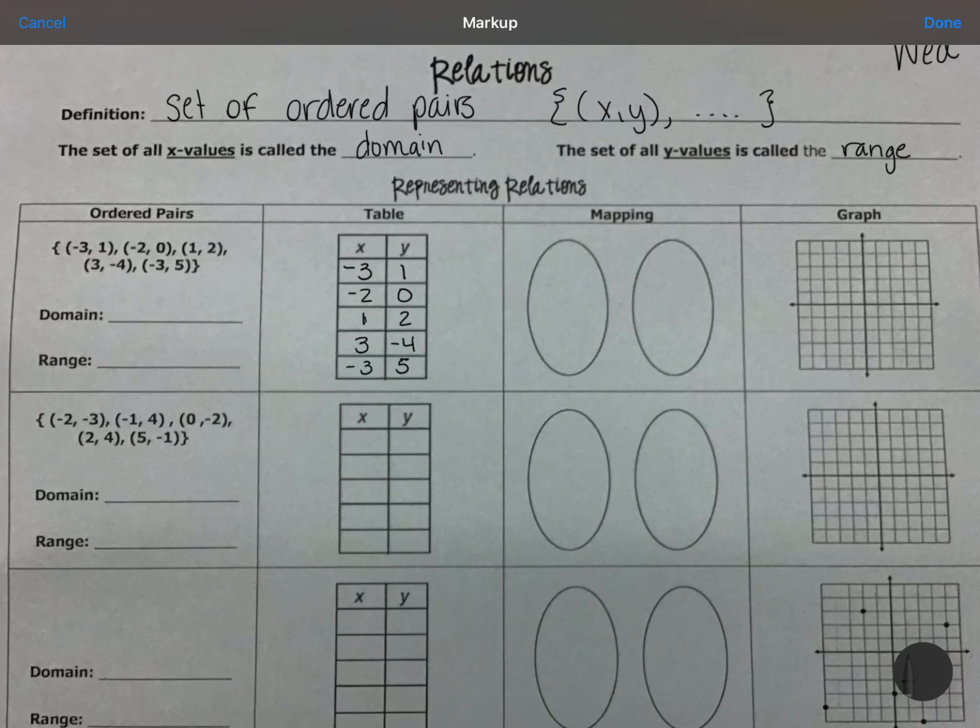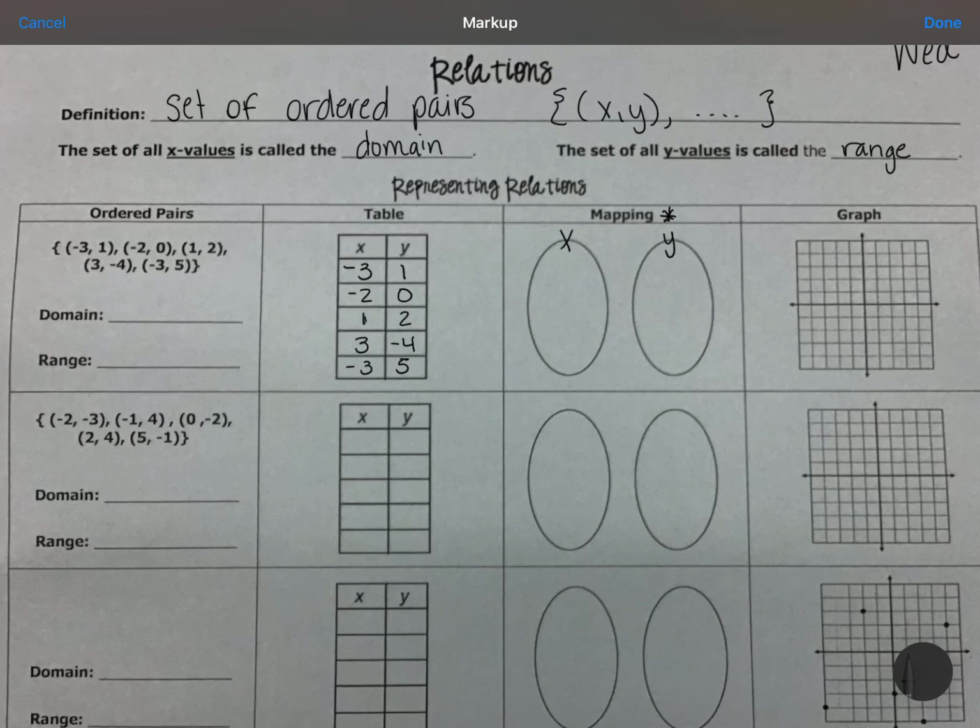Then, for a mapping, order does matter. So mappings have a little bit of rules. The first bubble is your X's, the second bubble is your Y's, and you're going to list your X's in order from smallest to biggest. And you're also not going to put any repeating values. So for example, on this first one, we've got two -3s. I'm only going to put one -3 into the X bubble.